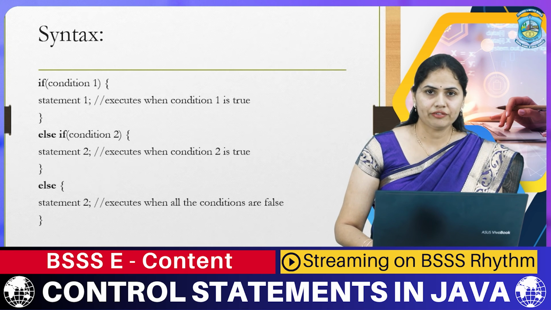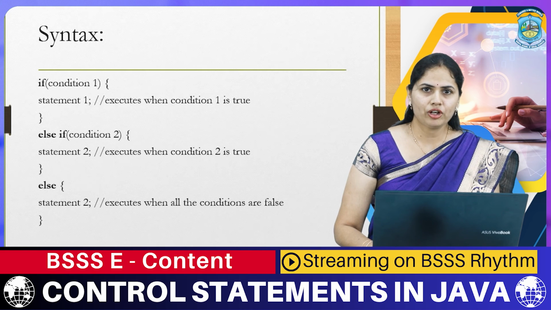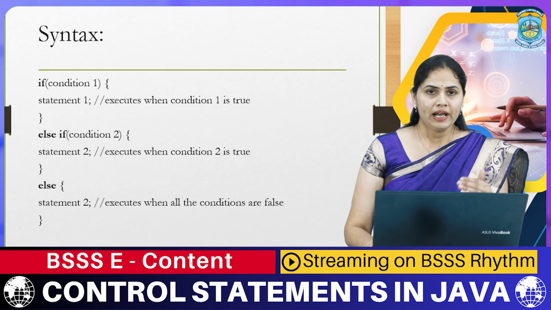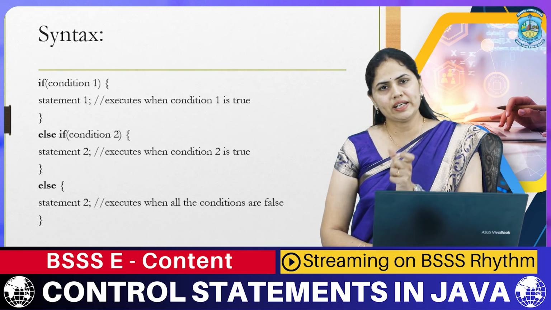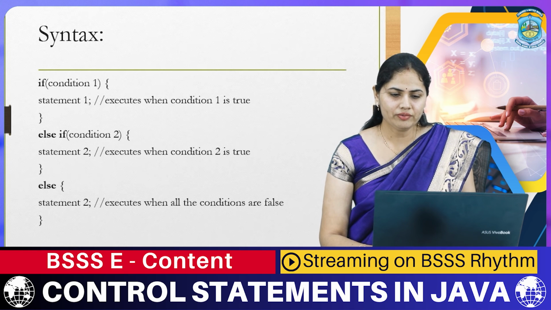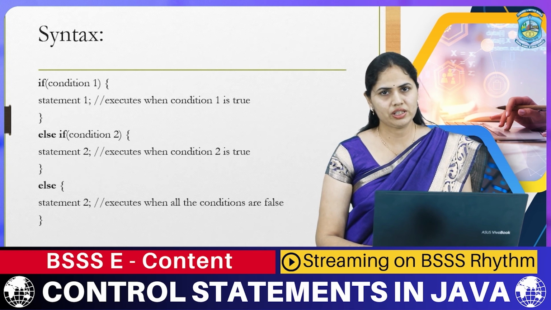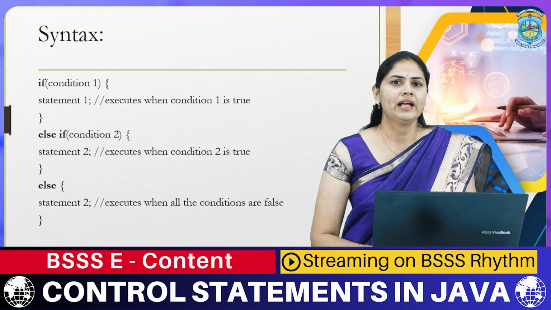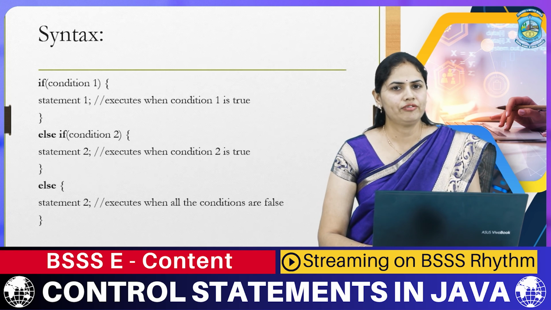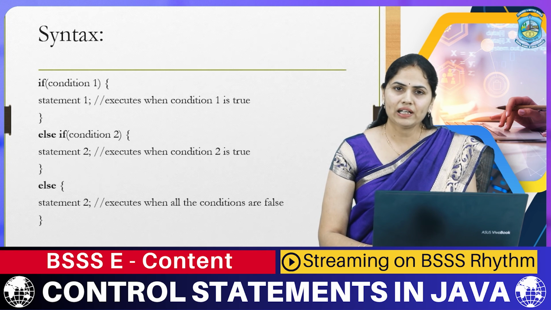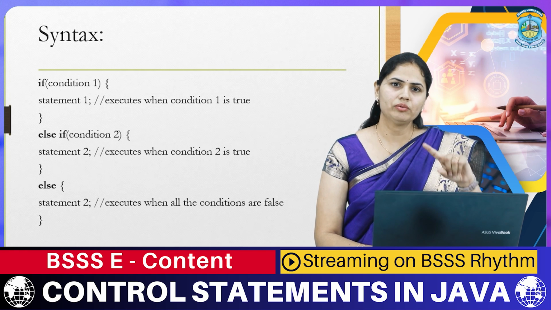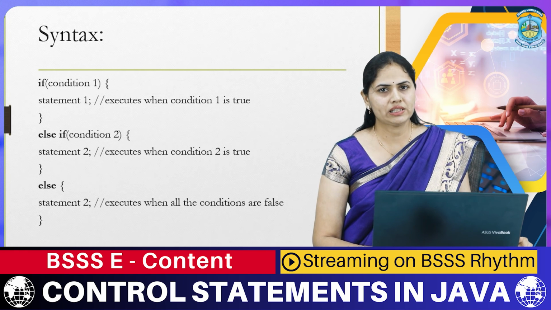Then else if, again it will come out from the first statement and it will check for the next statement. Else if, again we are checking the second condition. It will execute when the second condition is true, and so on. We will check multiple conditions here in the if else if ladder statement. And at last the else statement, when no condition is true, then it will directly switch to the else statement.